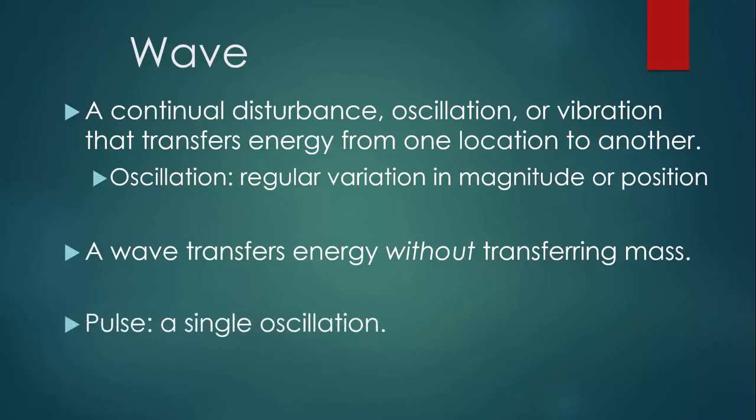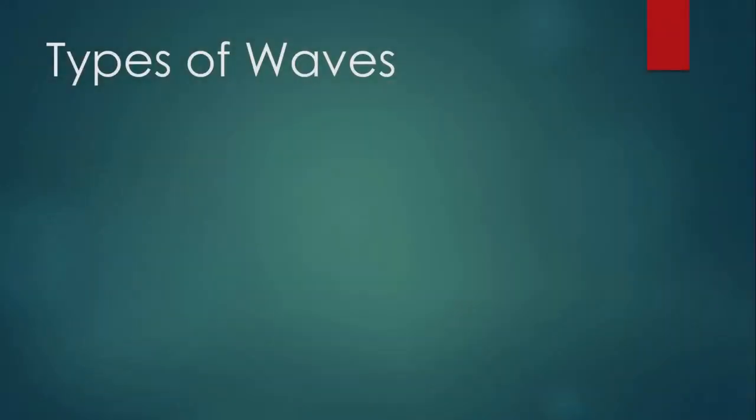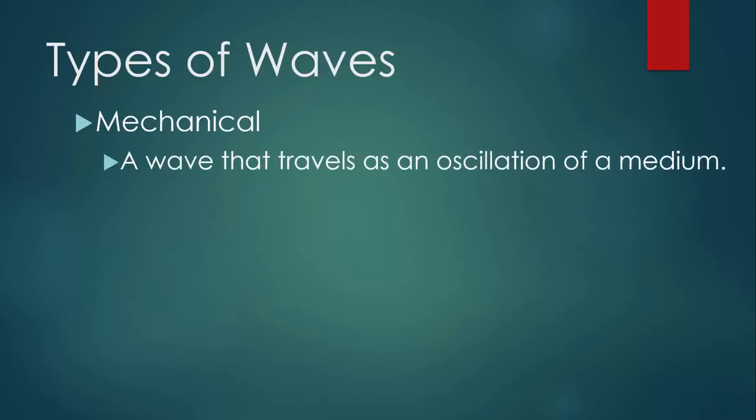If you have only a single oscillation, we call that a pulse. There are two main types of waves. The first is called mechanical waves. This is a wave that travels as an oscillation of a medium. Examples of mechanical waves are water and sound. Water waves are the oscillation of water molecules, and sound waves are the oscillation of air molecules.